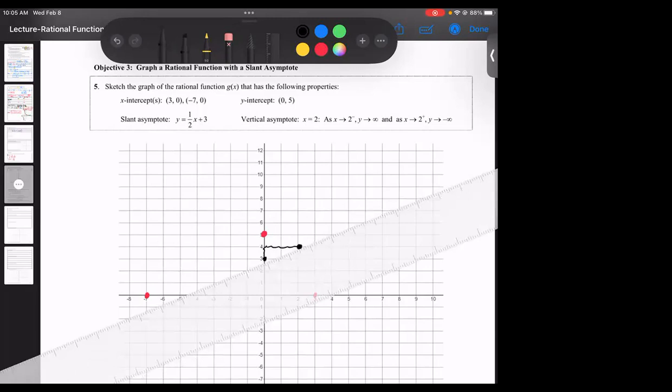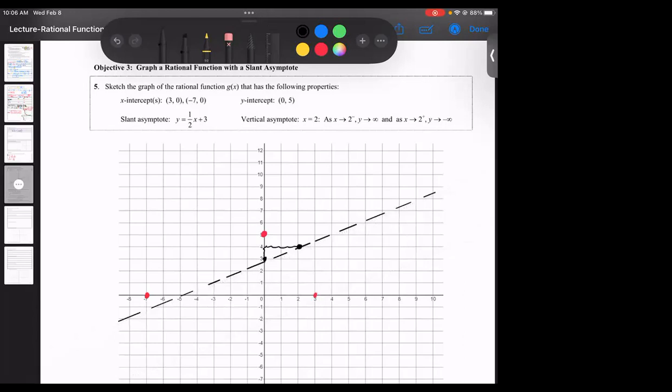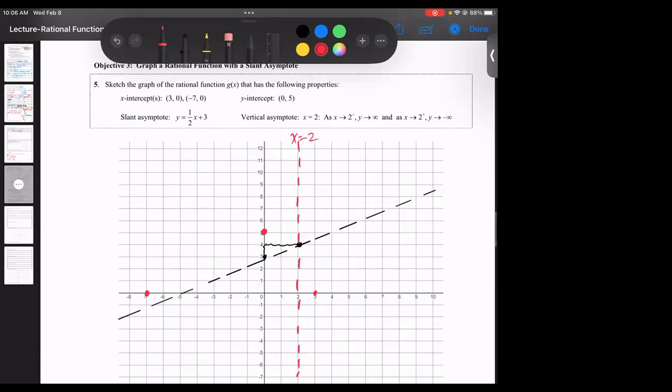Again, in reality, you don't see the slant asymptote on your graph. It's something the graph doesn't cross, so I had to put it in dashed line, so we know not to touch it. Vertical asymptote is x equal 2. All right, now we do the behavior.